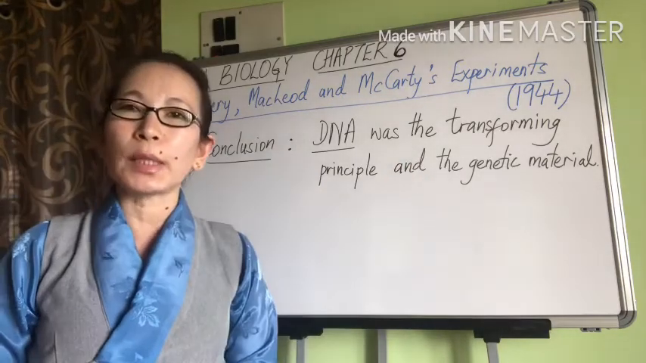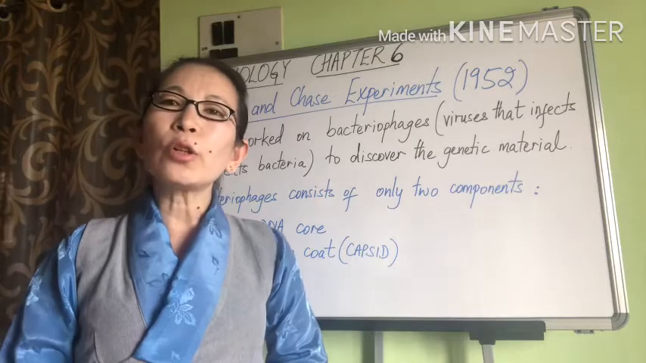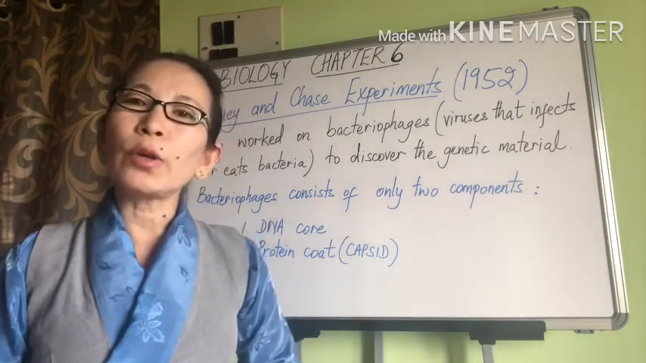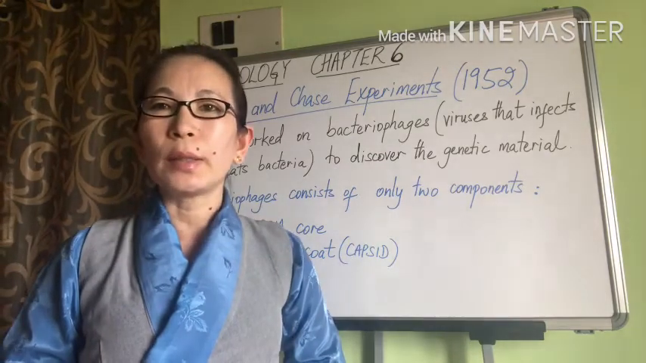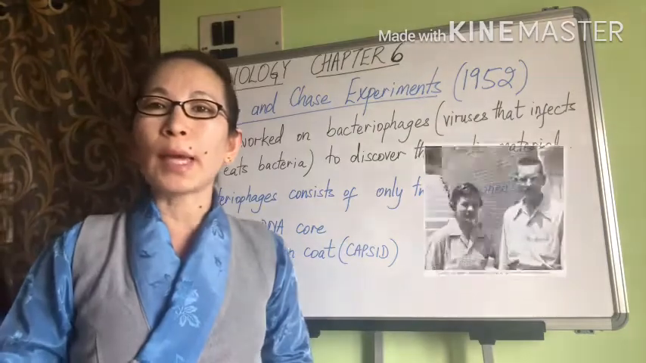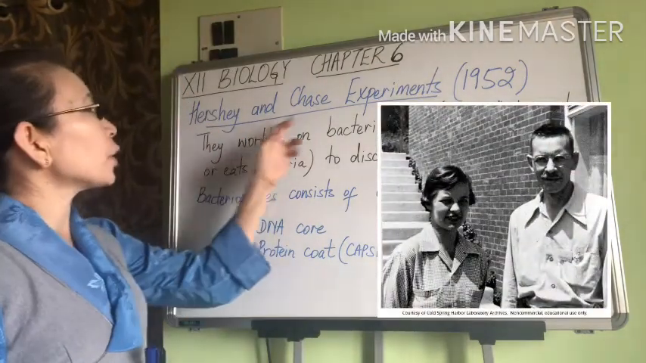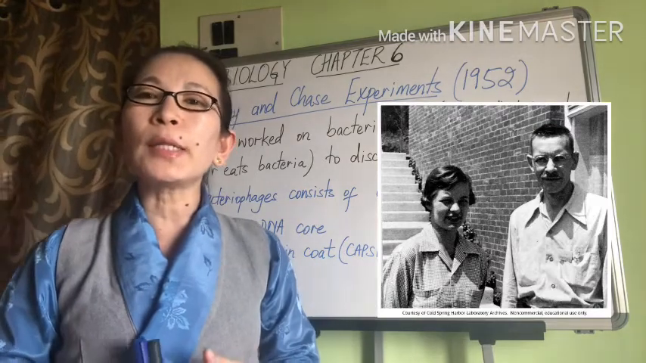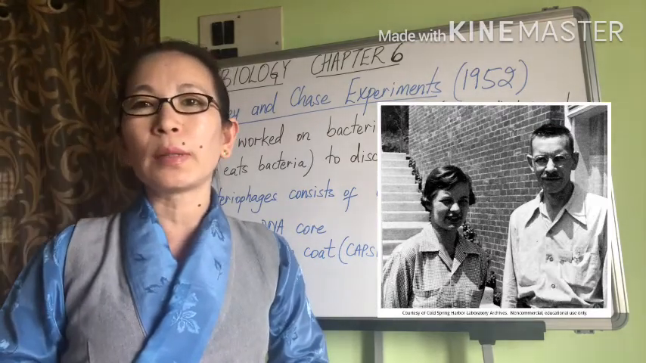Scientists were still not convinced by their result, and they continued believing in the theory that protein was the genetic material. It wasn't until 1952 when two other American scientists, Alfred Hershey and Martha Chase, performed the definitive experiments to prove that DNA was indeed the genetic material.